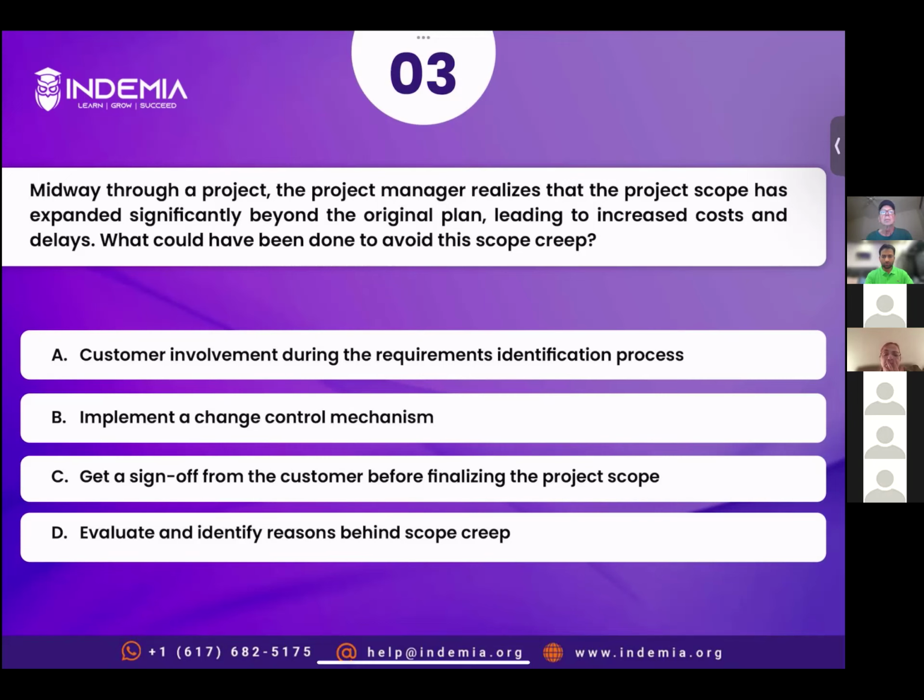All right, Carlos, you have chosen option C. Yes, so option C, if you agree on the project scope with the customer, anything over or above that project scope should be negotiated separately. Otherwise, it would never end. Okay, right. Thank you. Robin, you have chosen option B. What's wrong with option C, Robin?